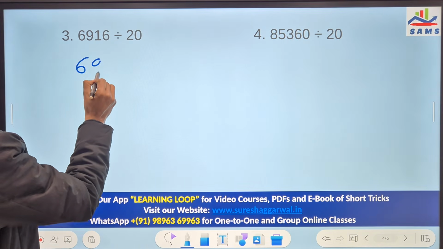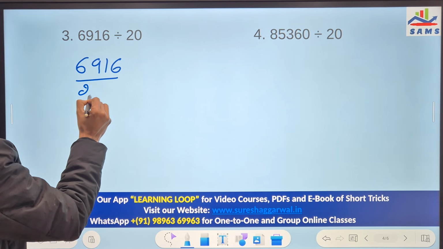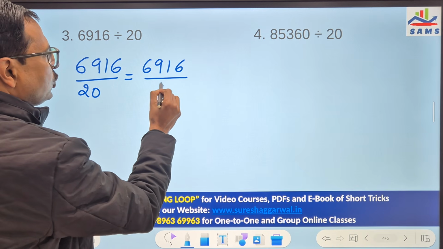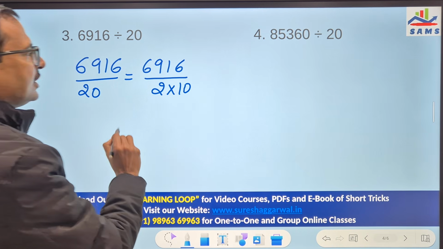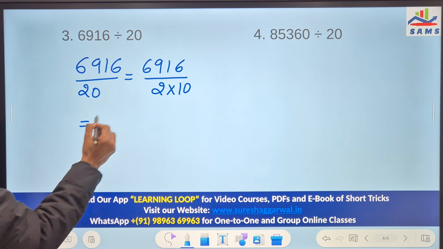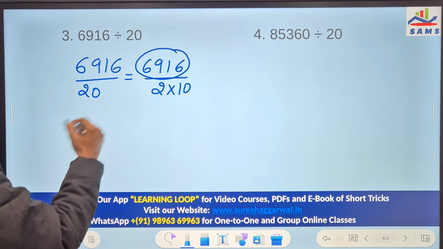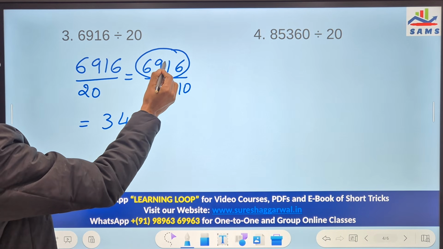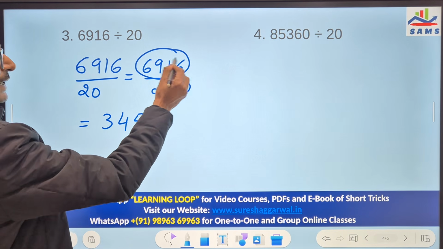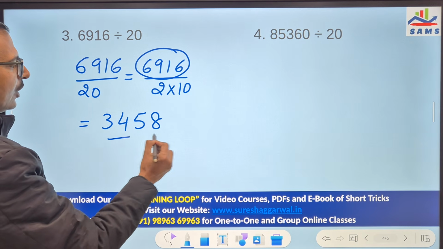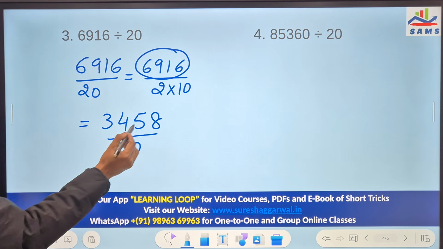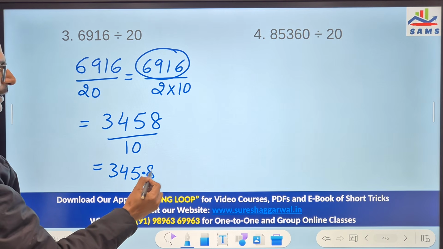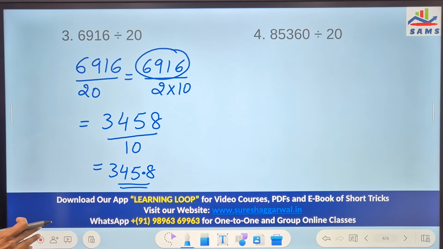So 6916 divided by 20 is equivalent to saying 6916 divided by 2 first and then 10 later. So division by 2 is halving. So let's take the half of this number. So 6 becomes 3, 9 becomes 4, 1 carried, so 11 becomes 5, 1 carried, so 16 becomes 8, and now divide by 10, put a decimal 1 digit from the right hand side, 345.8 is the required answer.